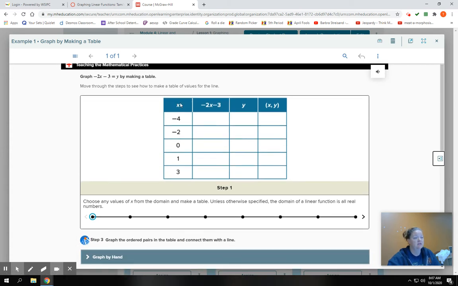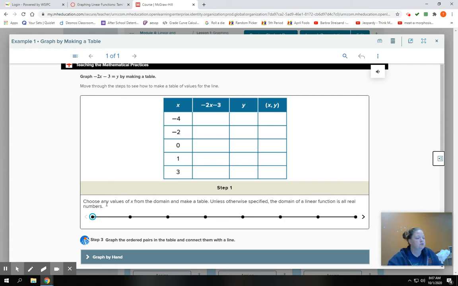So we have our x, which is our input, our independent variable. We have our expression, negative 2x minus 3, which we will plug our x's into. Then we have our y's, which is going to be our output, our dependent variable. And then we have a column here for the coordinates, right? Because the x and the y makes the coordinate that you actually plot onto the graph.